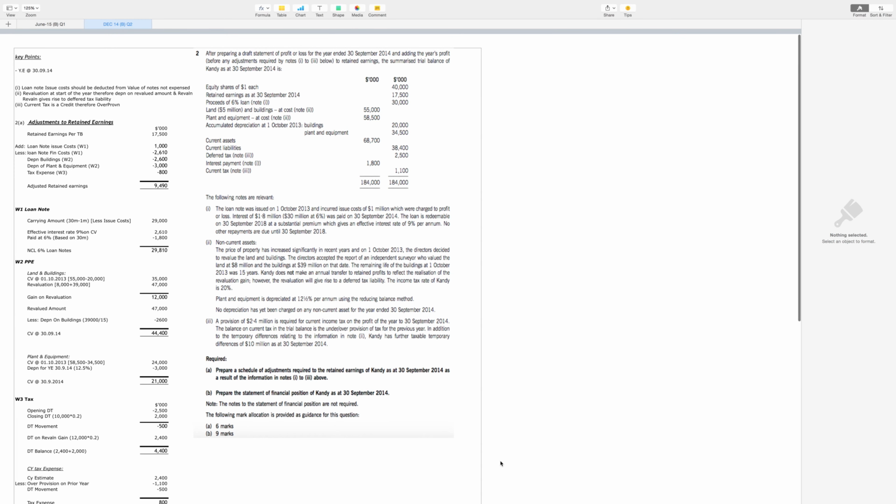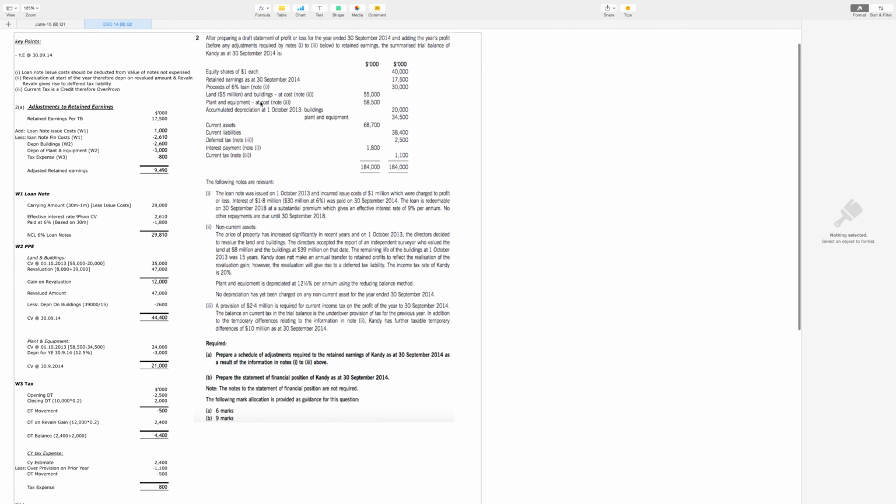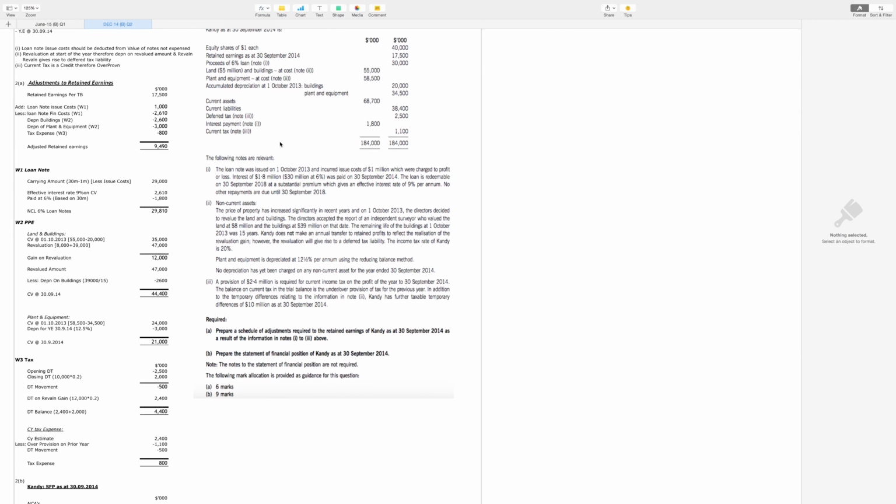Now, as mentioned previously with F7 questions, it's a good idea to read through the content and material and break down exactly what's required. So just to run you through from the top. So we have Candy here, prepared with the draft statement of profit and loss for the year ended 30th of September 2014. Down below we're given a trial balance with various balances, so we've got the equity shares, retained earnings, etc. Underneath, interestingly, we have three different adjustments.